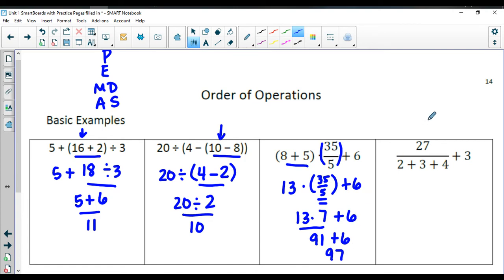Okay. On this next one over here, notice that we have another one of these division things. So we do want to take care of this piece first. But before we can actually divide 27 divided by, oh my, we actually need to take care of this bottom piece first. So I'm going to end up having 27 divided by 2 plus 3 is 5, 5 plus 4 is 9, plus 3. Which step here am I going to take care of first, the division or the addition? Following PEMDAS, you're going to take care of division. So 27 divided by 9 is 3, plus 3, and 3 plus 3 is 6.